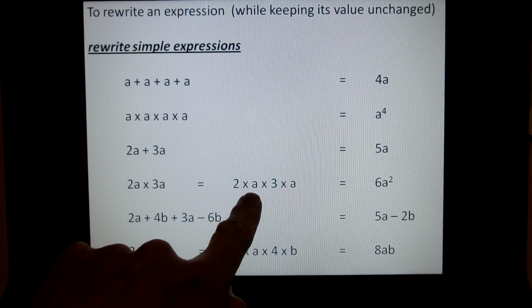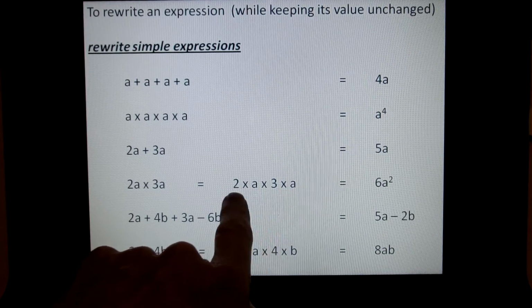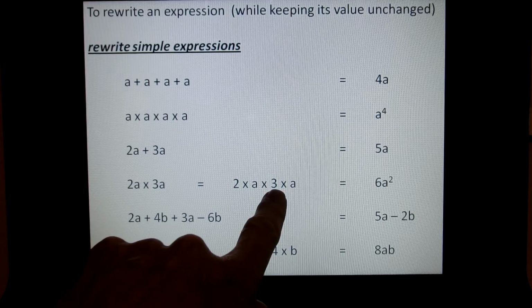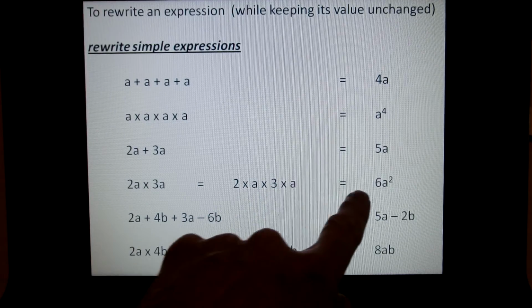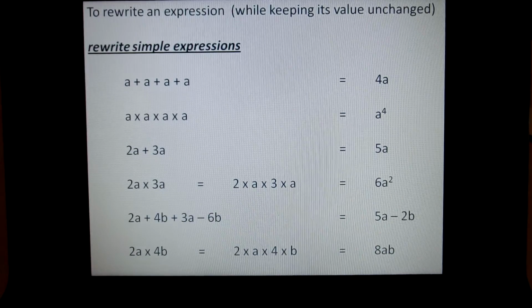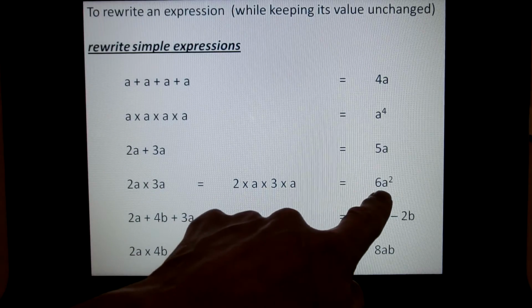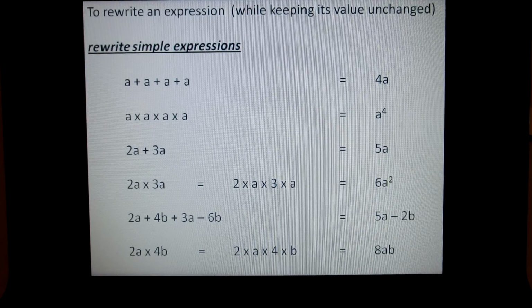Multiplying does not care about order. So with this chain of 4 things, imagine the 2 and the 3 at the front of the chain. So 2 times 3 times a times a. 2 times 3 we know is 6, and a times a we know is a squared. And the multiplication sign between them, we can choose not to write. So we can just write it in a very compact way as 6a squared.